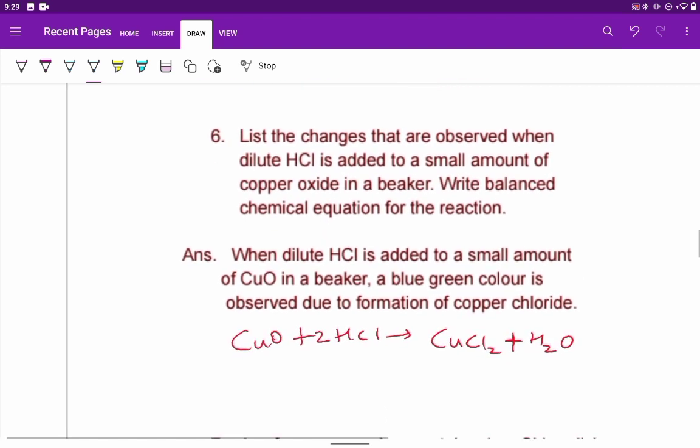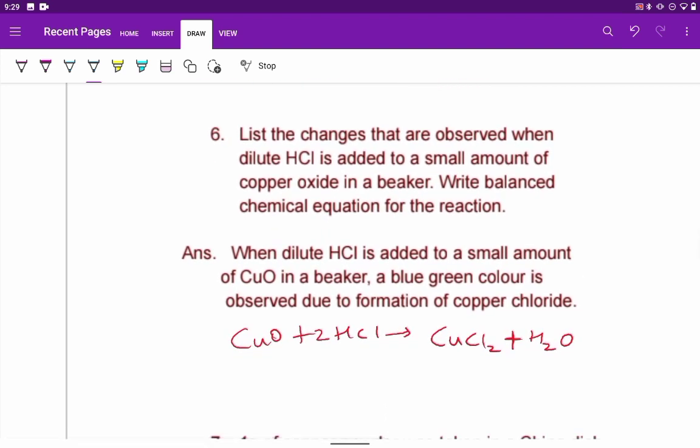Next, list the changes that are observed when dilute HCl is added to a small amount of copper oxide in a beaker. We have to write the balanced chemical equation for the reaction. When dilute HCl is added to a small amount of CuO in a beaker, we get a blue-green color. A blue-green color is observed due to formation of copper chloride. Equation is CuO plus 2HCl gives CuCl2 plus H2O. CuCl2 is formed.